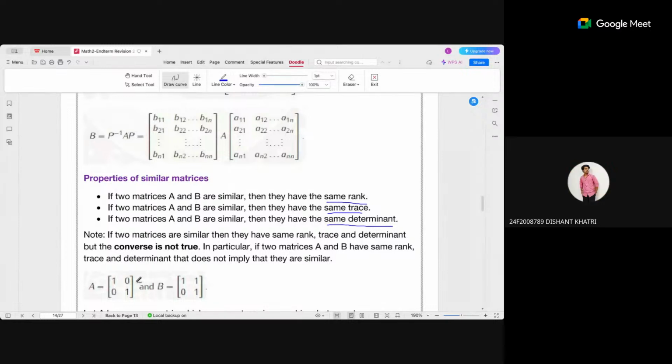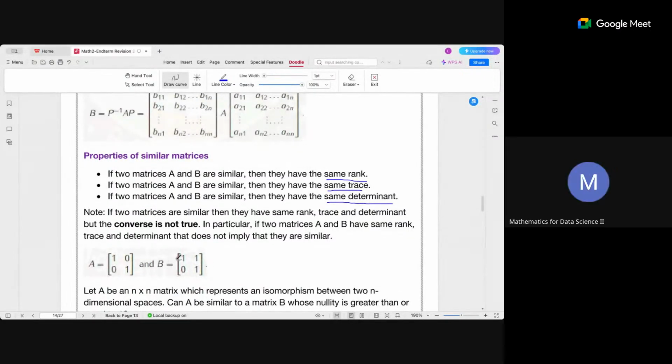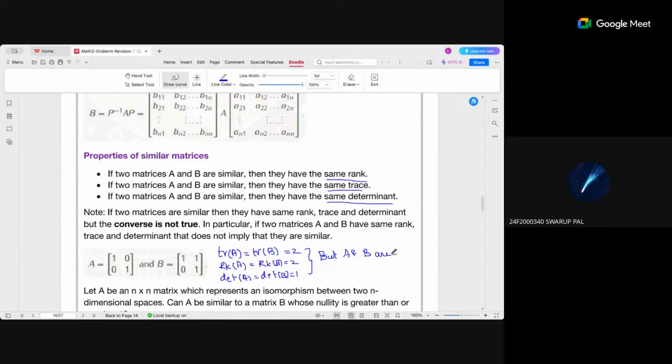No, ma'am. Again the same example we can say. What is the trace of A? 2. What is the trace of B? 2. What is the rank of A? 2. What is the rank of B? 2. What is the determinant of A? 1. What is the determinant of B? 1. So all these are the same, but still A and B are not similar.